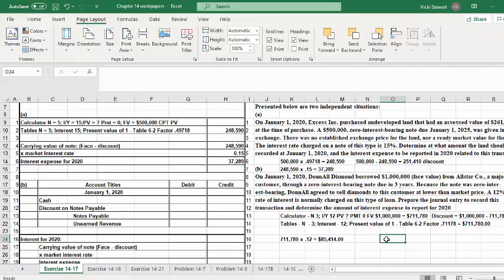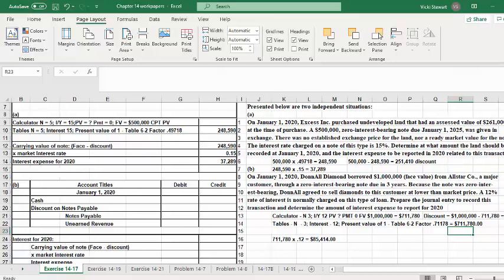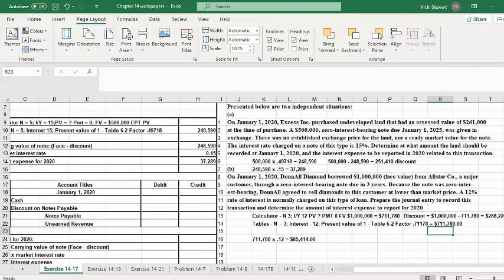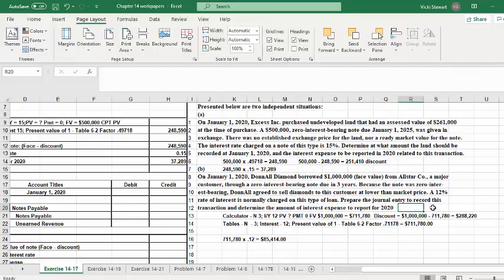So first we have to determine the present value of the note. It says that this type of a note would carry an interest rate of 12%. So again, we would go to table 6.2. We would look for n equals 3, which is the number of periods. The interest rate is 12%, and we would get a factor of 0.71178. When we multiply that by the face amount of the note, which is $1 million, we would get a present value of $711,780.